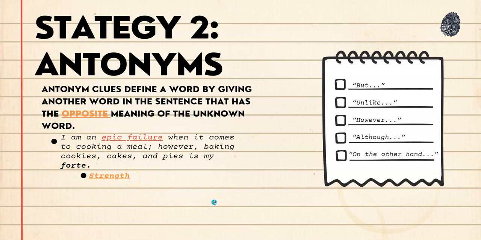So I am an epic failure when it comes to cooking a meal. However, baking cookies, cakes, and pies is my forte, or is my strength. On your note-taking sheet, you have a few things that you need to fill in here. You're going to fill in the word opposite. You are going to underline epic failure. And then you are filling in the word strength for the definition of forte. Make sure you do those things, and when you've done that, you can move on.